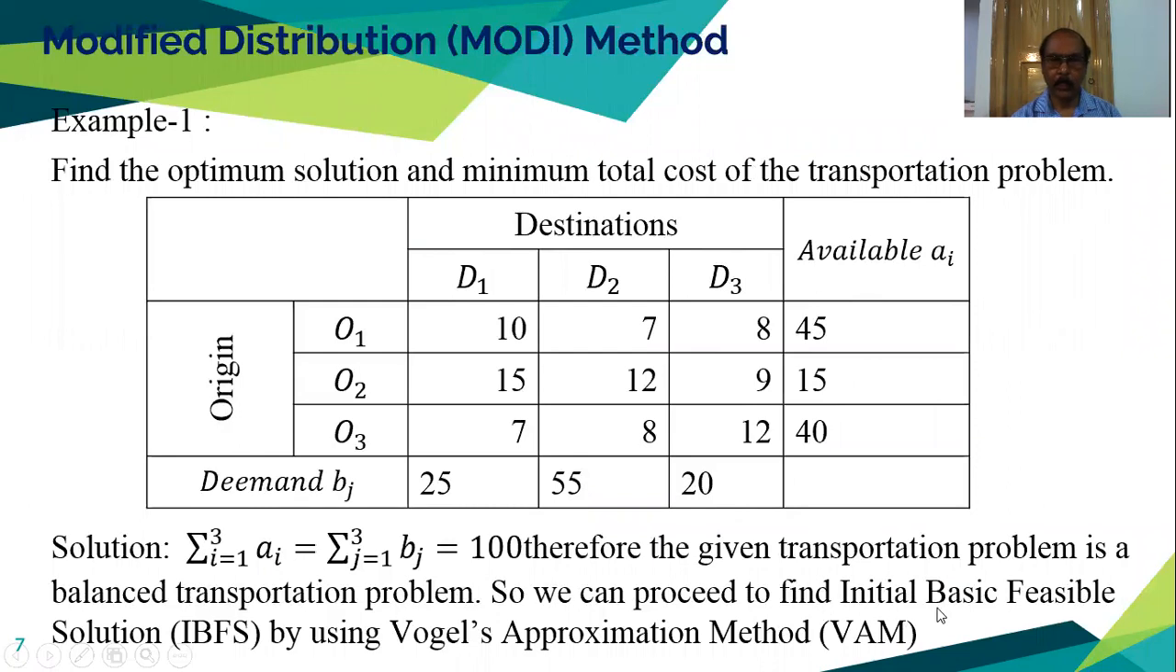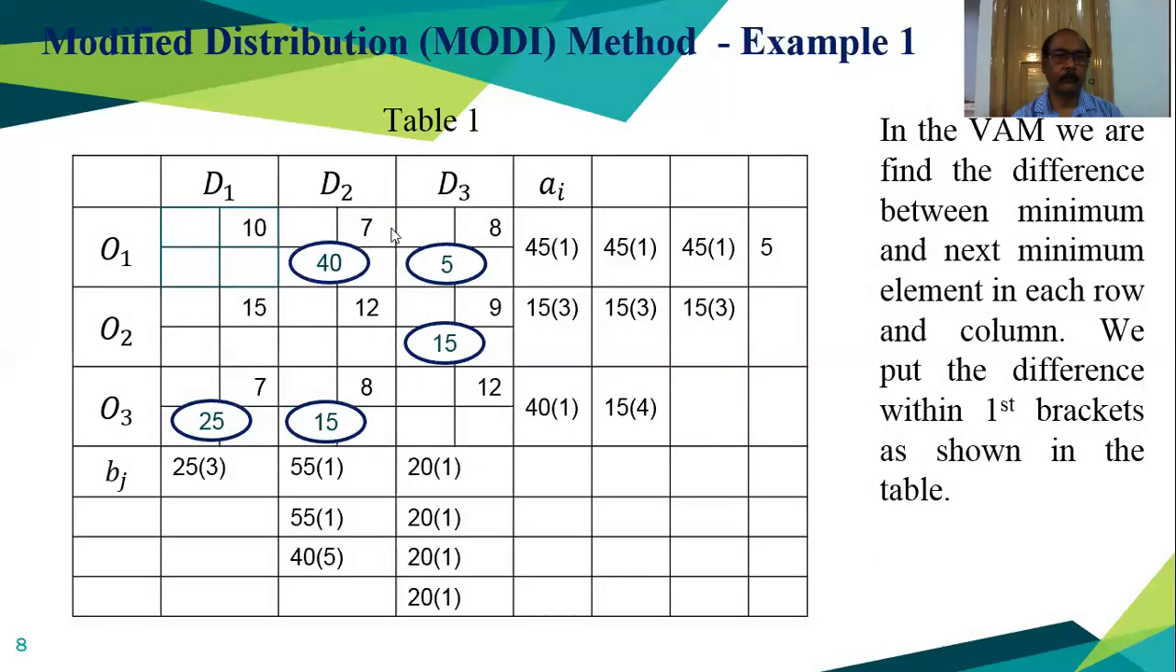We can find the initial basic feasible solution by using the Vogel approximation method. We already learned the Vogel approximation method when finding the initial basic feasible solution. It is basically near to the optimum solution. Sometimes the solution we get by using VAM is optimum. This is table 1. This is example 1, solved by using the Vogel approximation method, and also by using the MODI method.